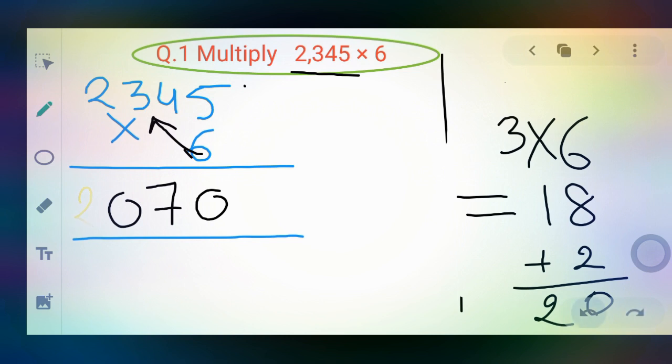So what do you do? You have to remove this 2 from this, and this 2 you keep in your mind. This is your carry. Now, dear student, what do you do after this? I will remove all these things.